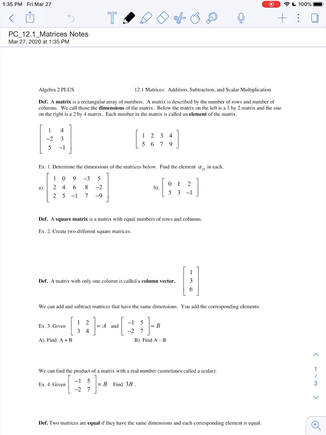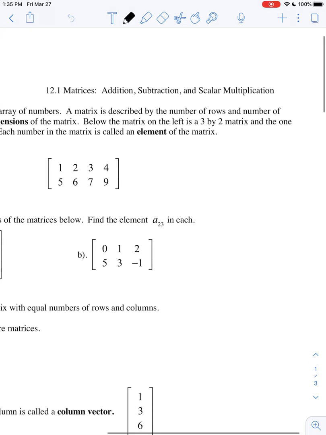So, exciting, we get to learn about matrices formally. A matrix is a rectangular array of numbers. A matrix is described by the number of rows and number of columns.